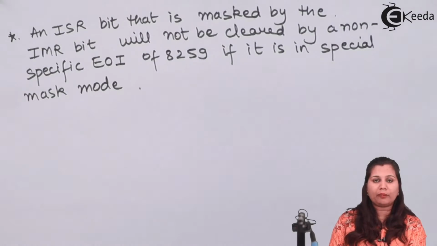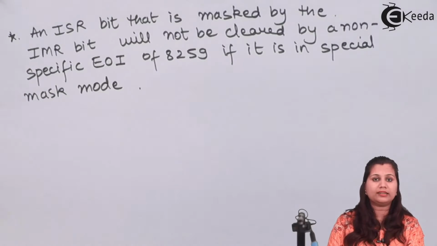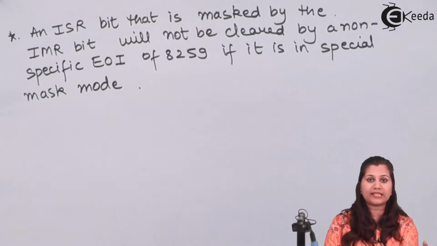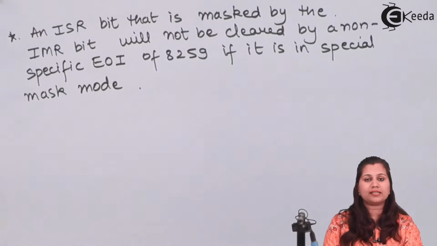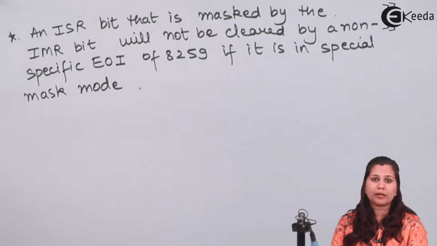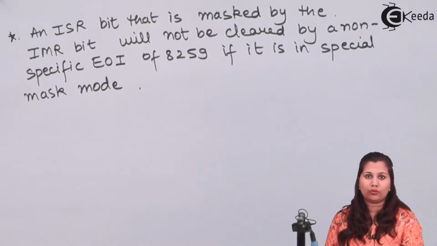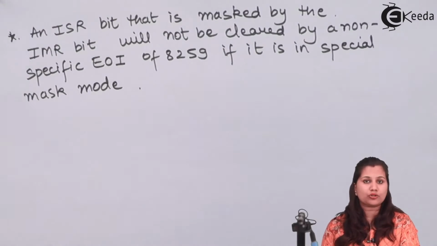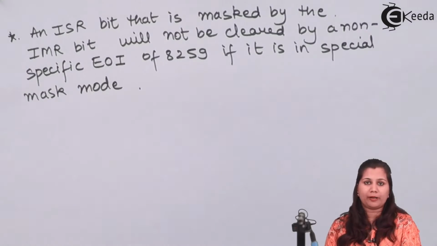So in the end of interrupt command mode, the ISR bit which was set in the fully nested mode is reset, because the microprocessor has to know that the service routine was completely executed, and now the interrupt request has been acknowledged, and again the 8259 can scan which interrupt request is currently active. So this command shows the end of the interrupt cycle.